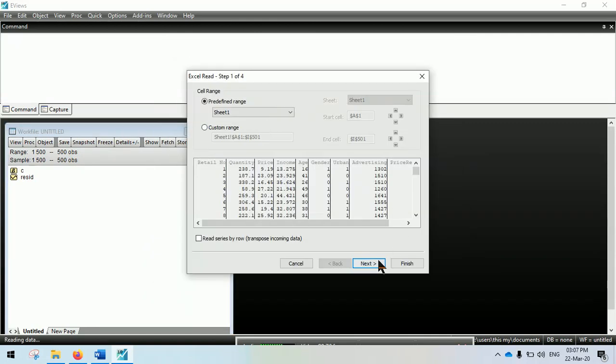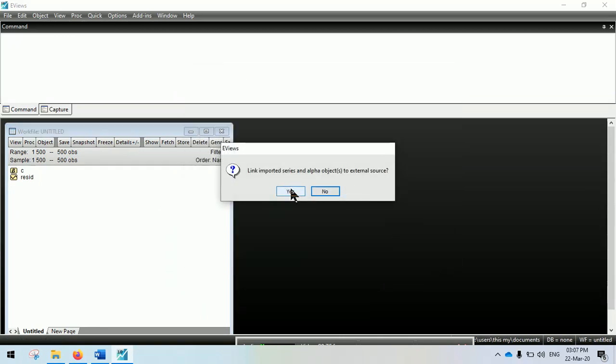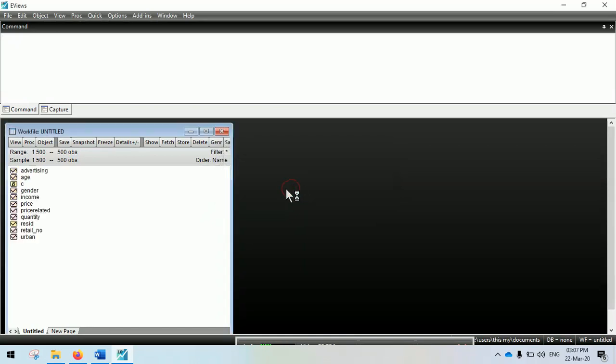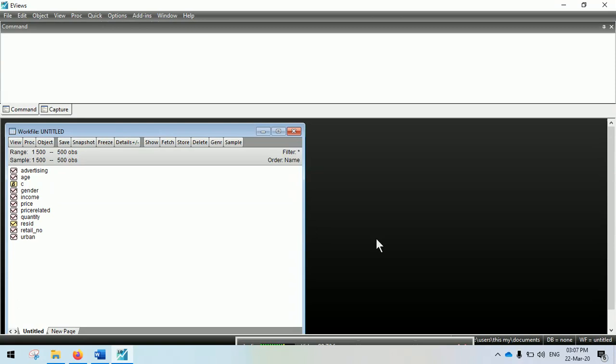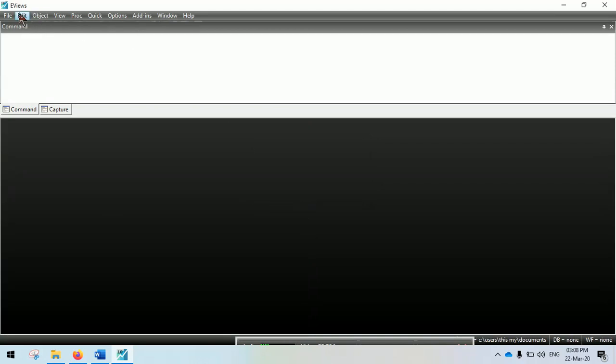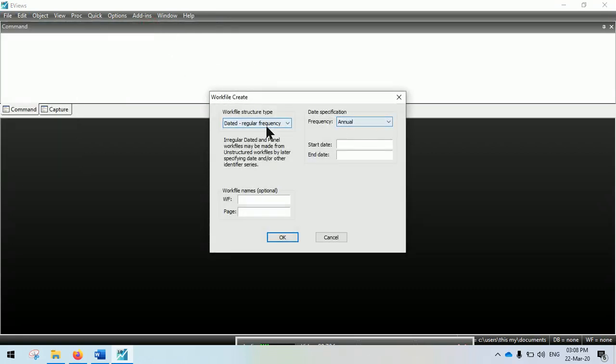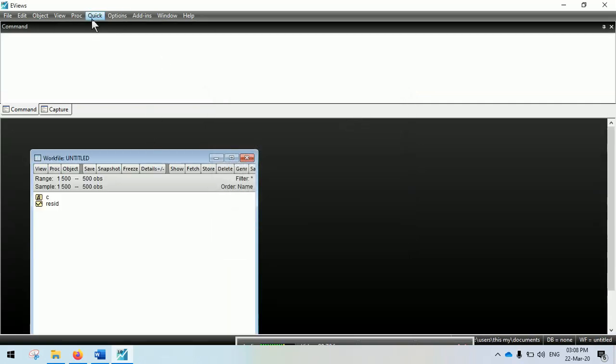Okay, so next, finish. Okay, so all the data is imported. Sometimes, as we saw just now, we have some problems importing the data, and we can do it in a different way. Let me close this. I don't want to save. I open it again, Open, Workfile, 500. And I import the data in this way.